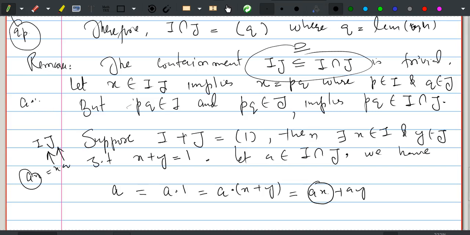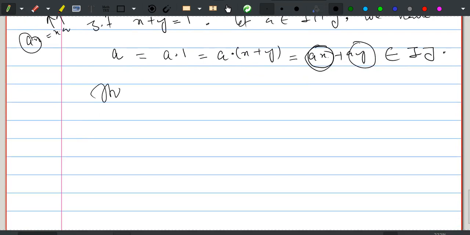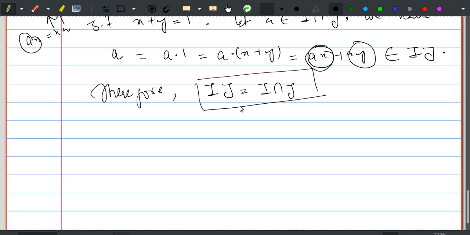Similarly, let us consider AY. Now A being in the intersection, this A is in I and Y being an element of J. That means this AY is in IJ. That means this is in IJ, this is in IJ, hence their sum is in IJ. So therefore the reverse containment is true as well, and hence IJ is actually I intersection J. So one should remember this equality appears here when the sum of these ideals is the unit ideal.